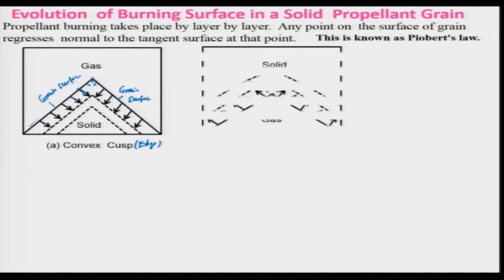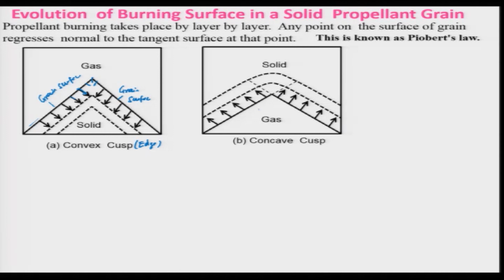But if you look at the other one, here is the gas, and this is your grain surface, the propellant surface. In this case it is concave toward the gas. So this will move perpendicular, but in this case it will move in this direction. So it will make a curved arc, whose center will be this edge, or cusp. So, this will be made into a curve. This one has to be kept in mind while calculating how the surfaces evolve when the regression of the propellant is taking place.